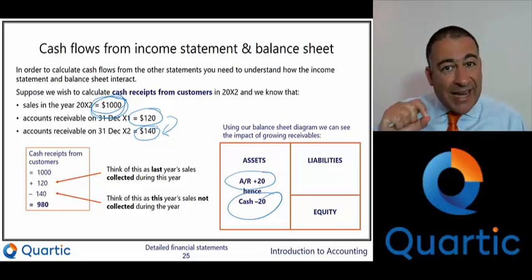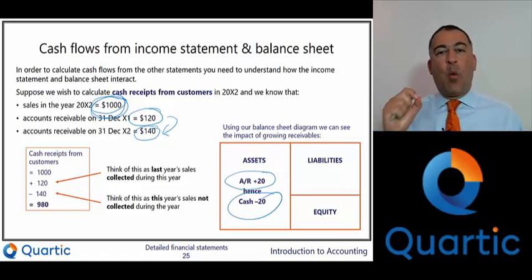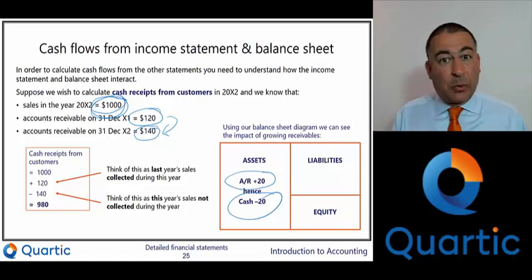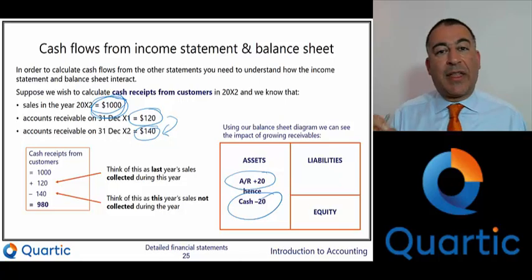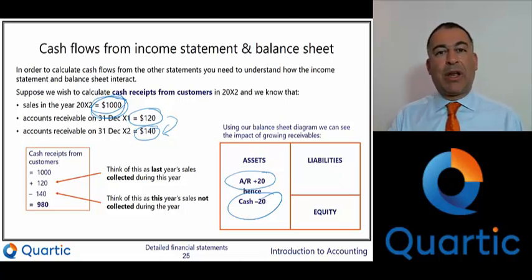So let's just do the opposite. If receivables have gone down, it would mean we're better off for cash. We've managed to collect more money this year. So in this case, receivables went up. We're worse off in cash terms by 20. Therefore, our cash collections were 1,000, which is our first guess, minus that 20 adjustment, gives us 980. That's how we do it. That's how we work out the cash flow from the balance sheet and income statement.